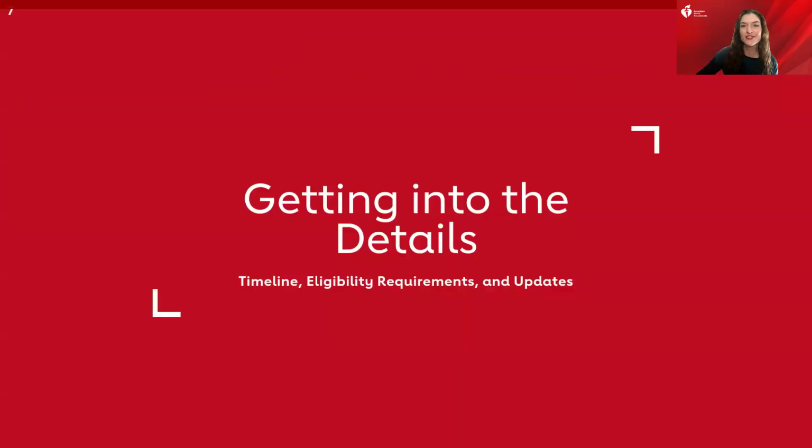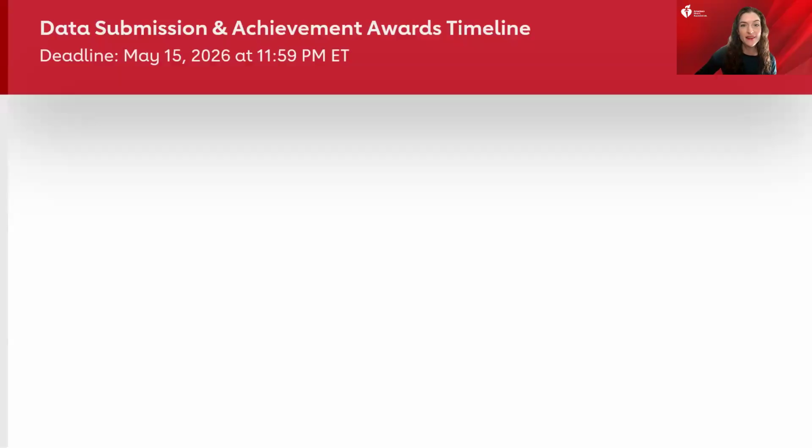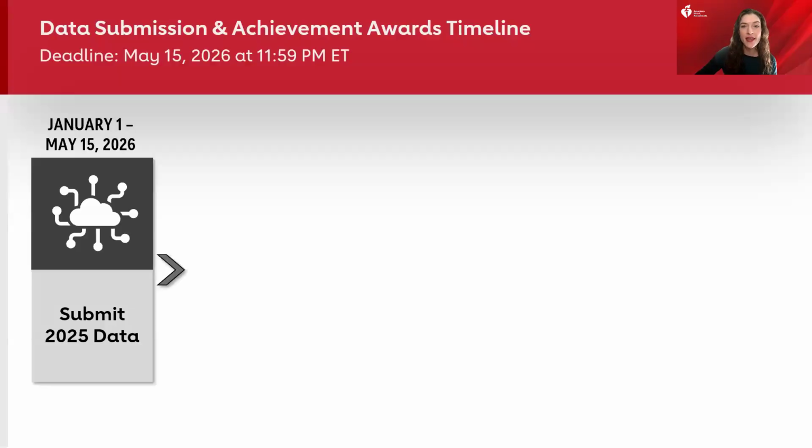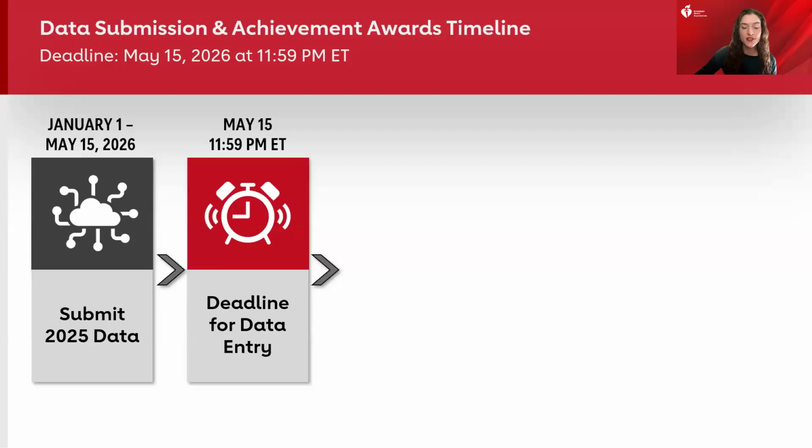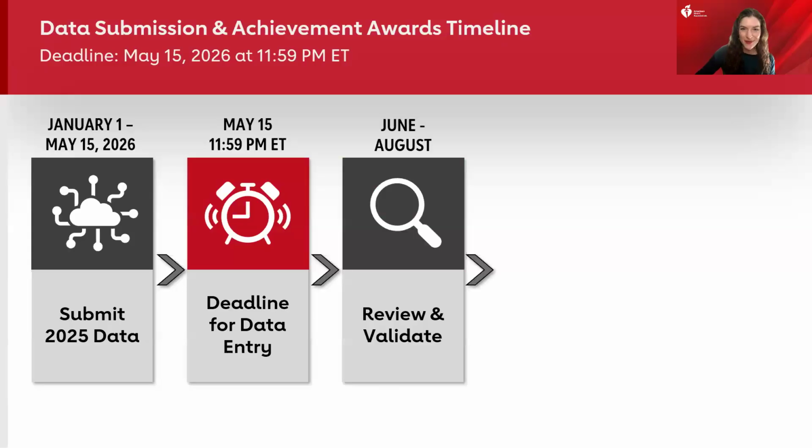Now, let's go ahead and get started on a quick refresher of some key data submission reminders, beginning with our timeline. Right now, you can submit, edit, and revise your 2025 data in our online data platform. The deadline for data entry this year is Friday, May 15th at 11:59 p.m. Eastern Time. Data will be captured at exactly midnight Eastern Time, which is 1 minute after the deadline, to determine award status for all sites.